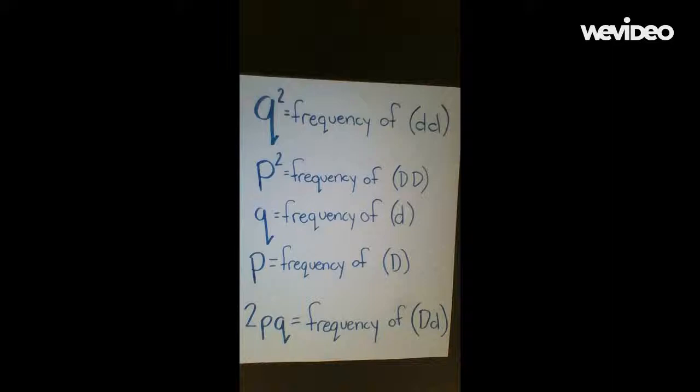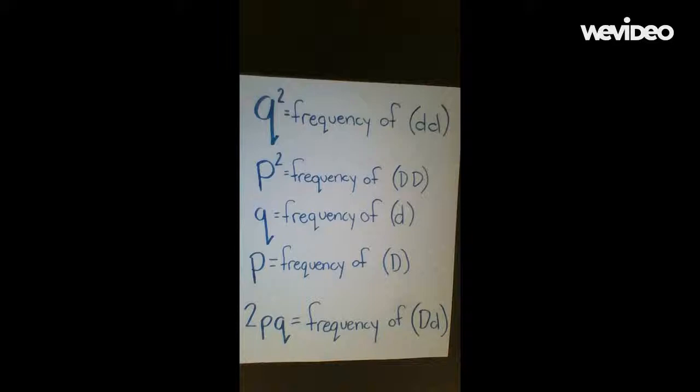Q squared is going to be the frequency of the homozygous recessive organisms in the population. P squared is the opposite of that. It's going to be the frequency of the dominant homozygous organisms. Q is going to be simply the frequency of the allele little d, which is the recessive allele. The frequency of the dominant allele is going to be P.